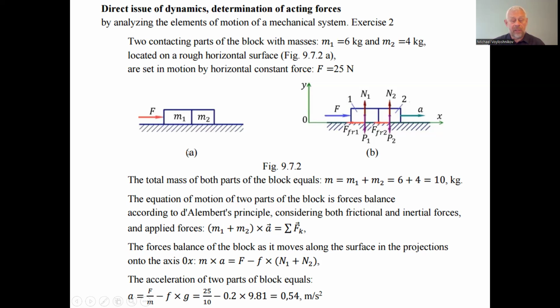Besides the forces of inertia of these two blocks, we have the forces of dry friction. We have an assigned definite magnitude of 0.2. It is not in the description of the assignment, but we have to assign as well the friction factor is 0.2. So this is the friction factor. This force action is 25 newtons.